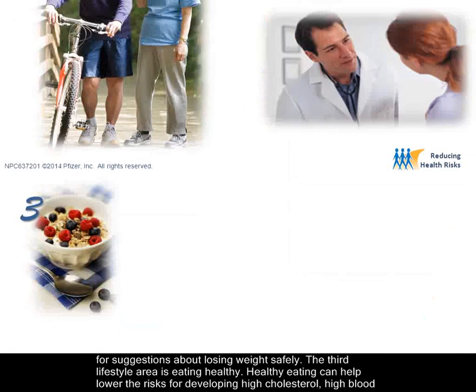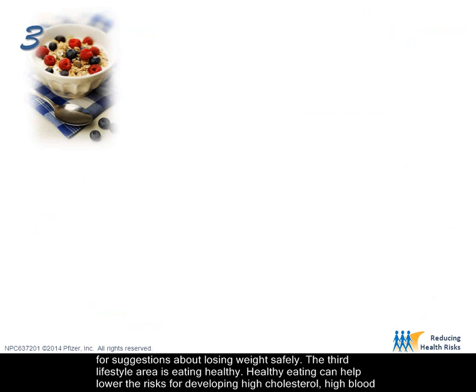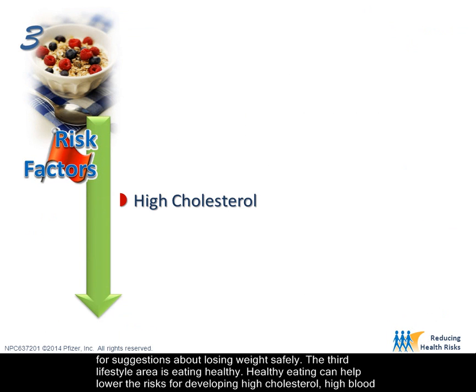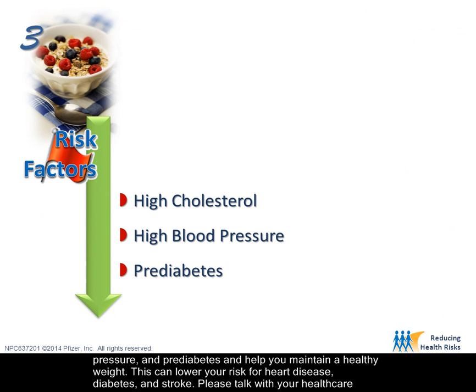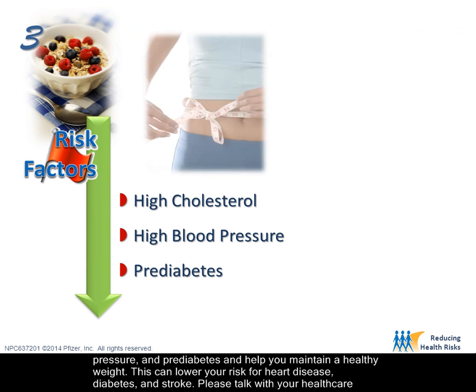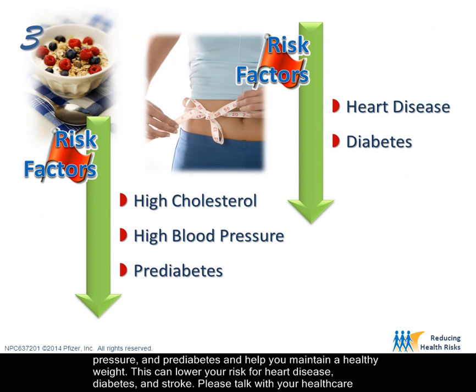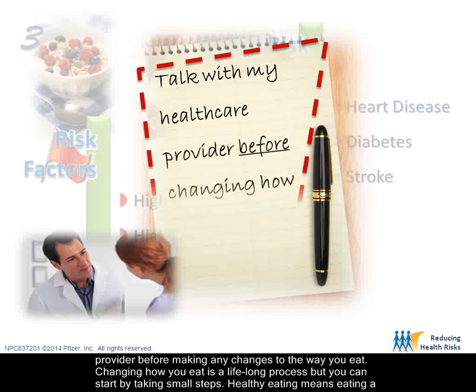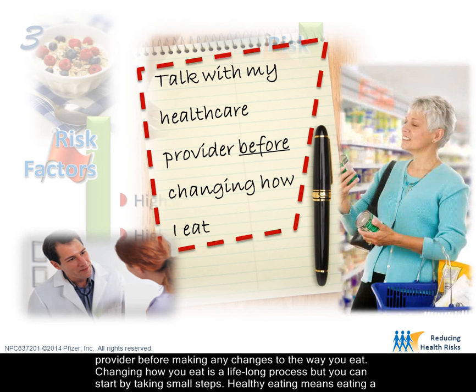The third lifestyle area is eating healthy. Healthy eating can help lower the risks for developing high cholesterol, high blood pressure, and prediabetes, and help you maintain a healthy weight. This can lower your risk for heart disease, diabetes, and stroke. Please talk with your healthcare provider before making any changes to the way you eat. Changing how you eat is a lifelong process, but you can start by taking small steps.